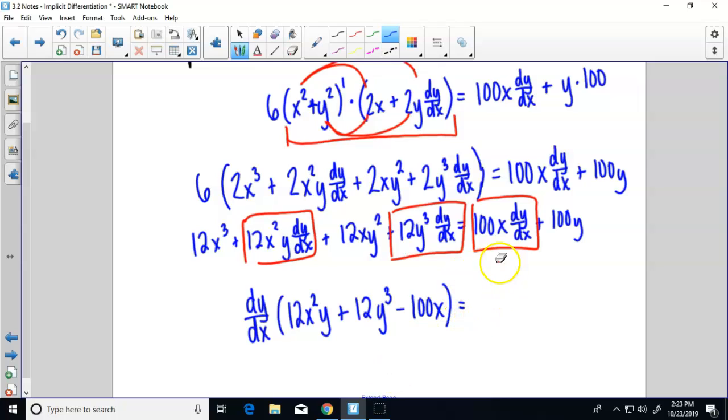And then this is going to equal, you'll have your 100y, and then you've got to move that 12x to the third over to the other side, so it'll become negative here. And you also have to move the 12xy squared. So it'll look like this.